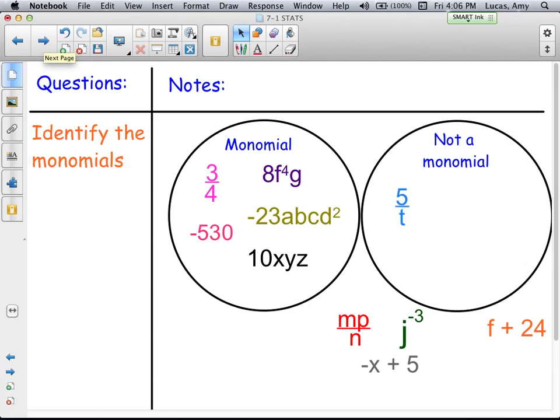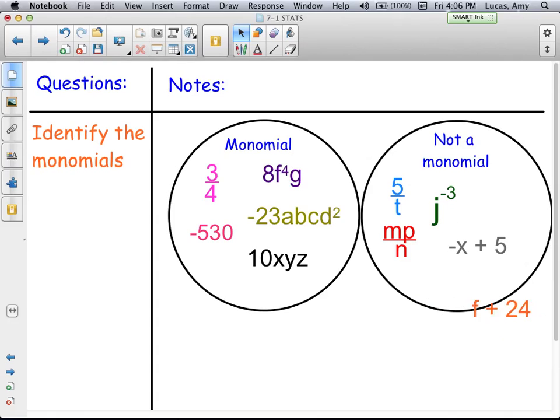Now these other ones, this isn't a monomial because you can't divide by a variable. So this one's not a monomial either. Remember we talked about polynomials? Polynomials, you couldn't have a variable on the bottom. You couldn't have a negative exponent. And then these two are actually binomials because they've got two separate terms separated by the plus.